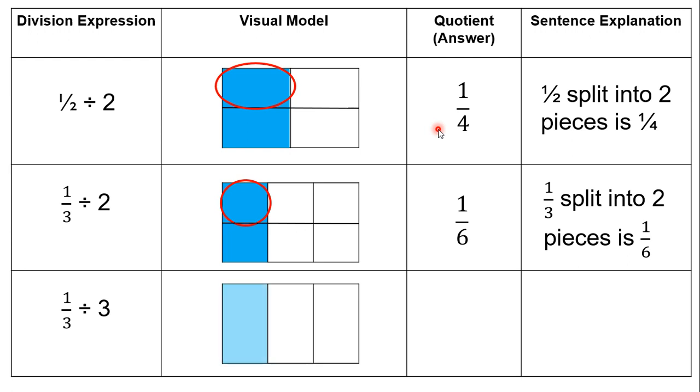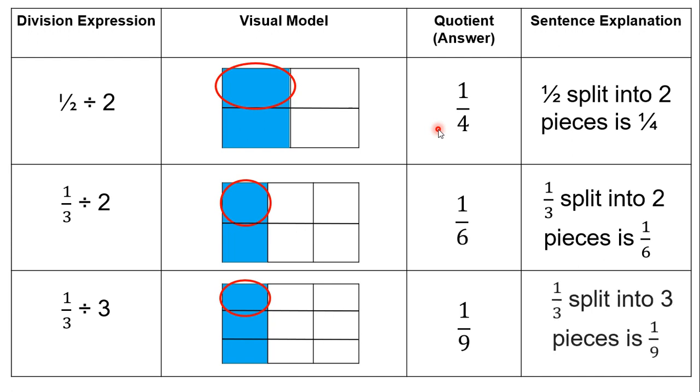Finally, we have 1/3 divided by 3. So here we have 1/3 of the model shaded. We're going to split each part into 3 pieces. Now we have a total of 9 pieces. We're going to circle one of those parts because the numerator is 1. So our quotient, or our answer, is going to be 1 part out of 9, or 1/9. 1/3 split into 3 pieces is 1/9.